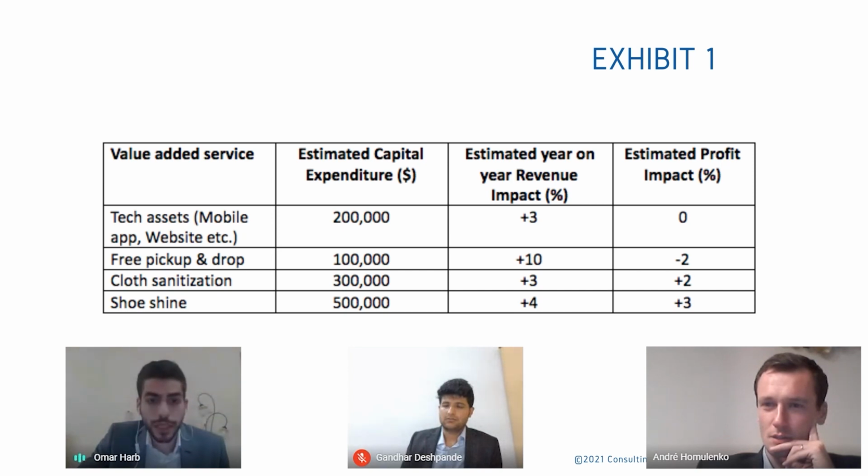All right, so basically, considering our client's target, we can go for free pickup and drop along with the clothes sanitization, but we will have zero profit. So we would be gaining 13% revenue impact, but with no profit. And that's the risk of this strategy. Okay, anyone has a different opinion?